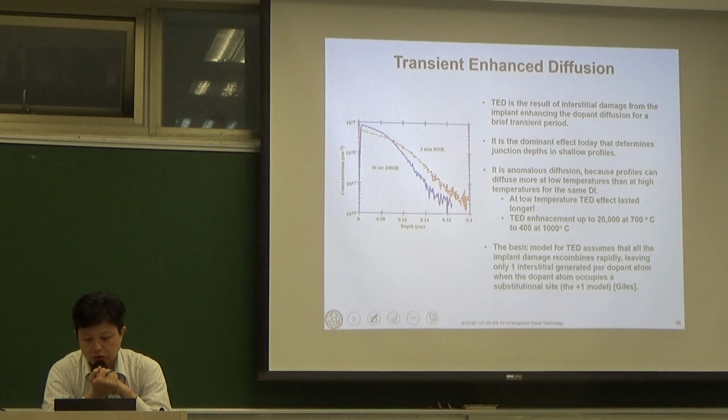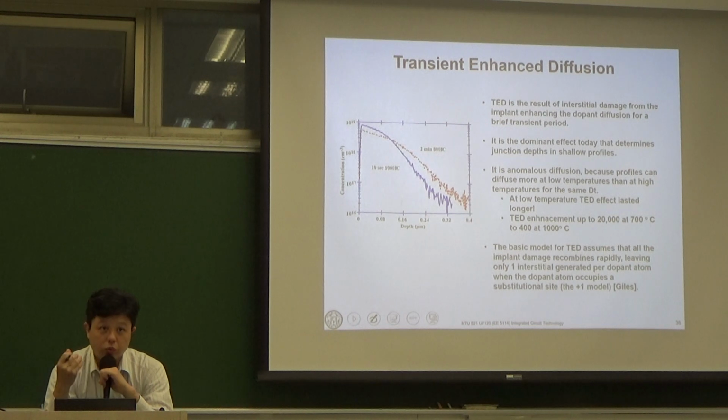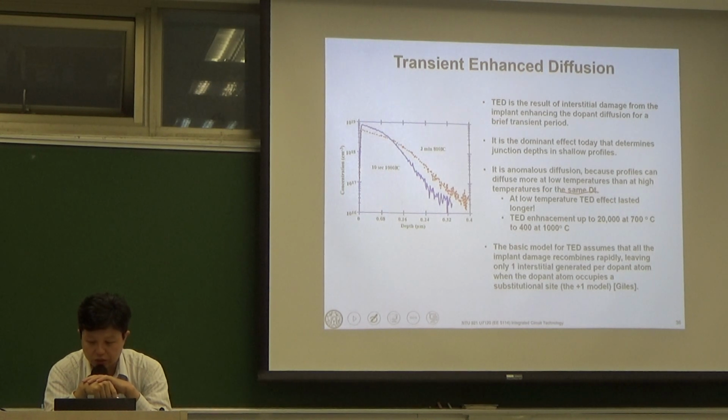Sometimes, especially at low temperatures. Okay, so it's quite a dominant effect when we talk about ion implantation, especially when we try to reach shallow junctions. Then this may cause a problem. So we can see from these figures, under the same diffusion constant times t, which we call the thermal budget, the same Dt.